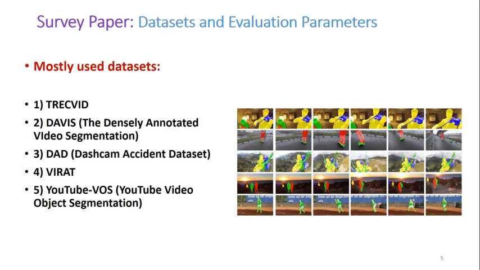3. A dataset that includes 678 films of various accidents, and 4. Verat, which is a surveillance dataset that includes people and cars. And finally, YouTube video object segmentation is a widespread and large-scale video dataset, including 94 object classes.